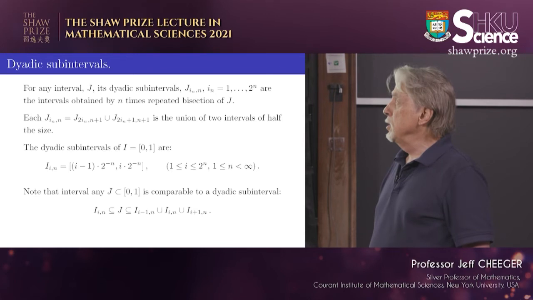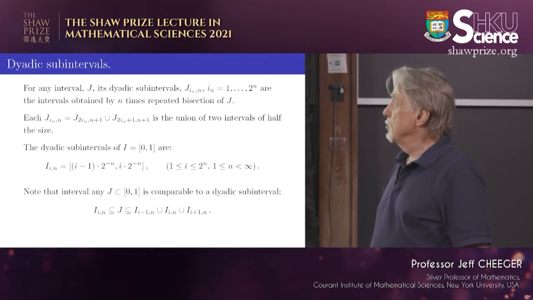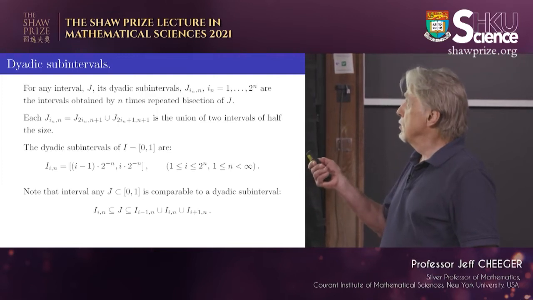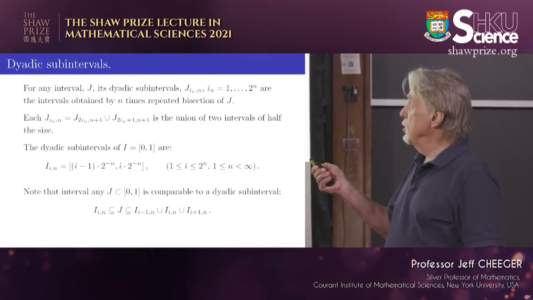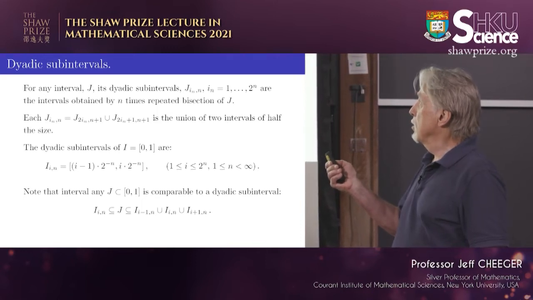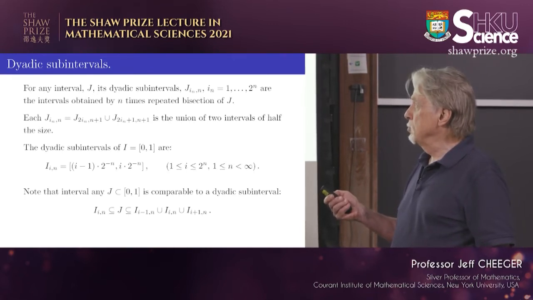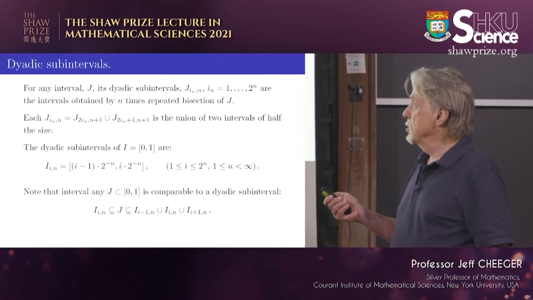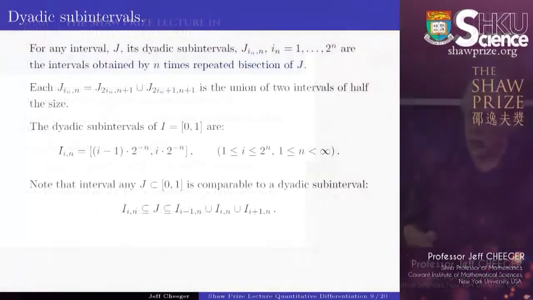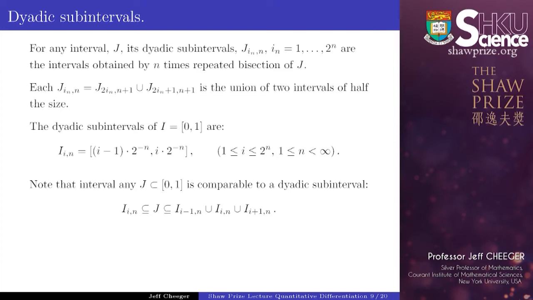The next notion we need is that of the dyadic subintervals of an interval. And I denote them in this way. So for each n, there'll be 2 to the nth corresponding dyadic subintervals, each of length 2 to the minus n. And these are gotten simply by taking the interval J and repeatedly bisecting it n times. So we get 2 to the n intervals of length 2 to the minus n. So if we go from n to n plus 1, what happens is we just bisect this interval and we get that it's the union of 2 subintervals of half the size.